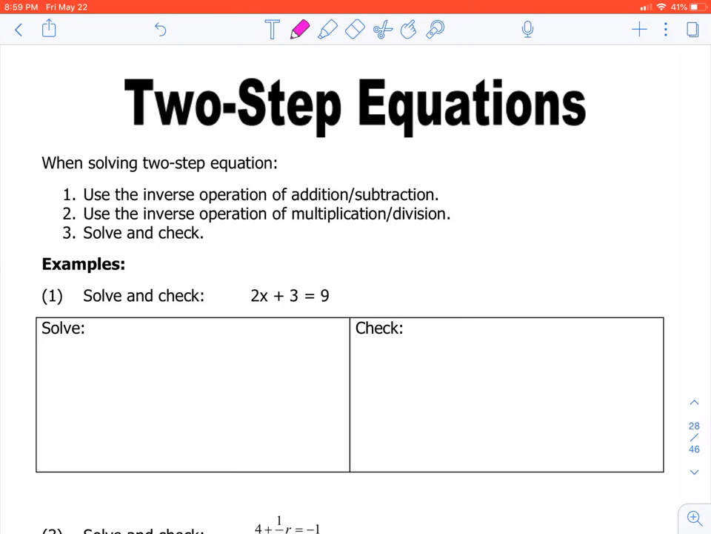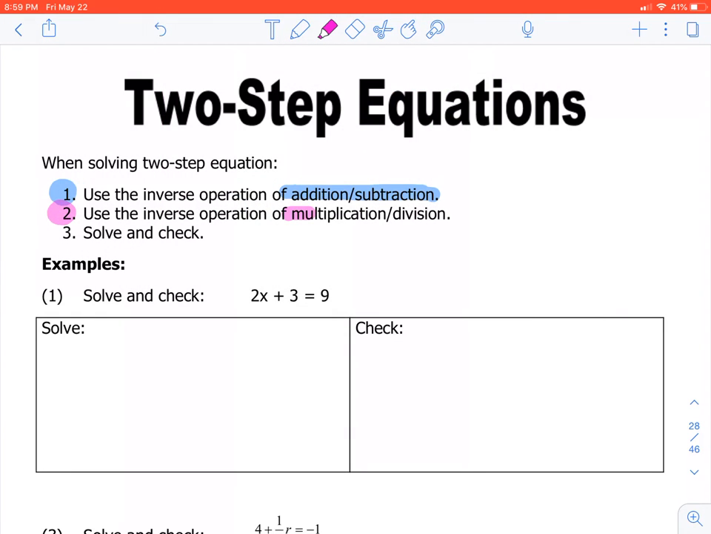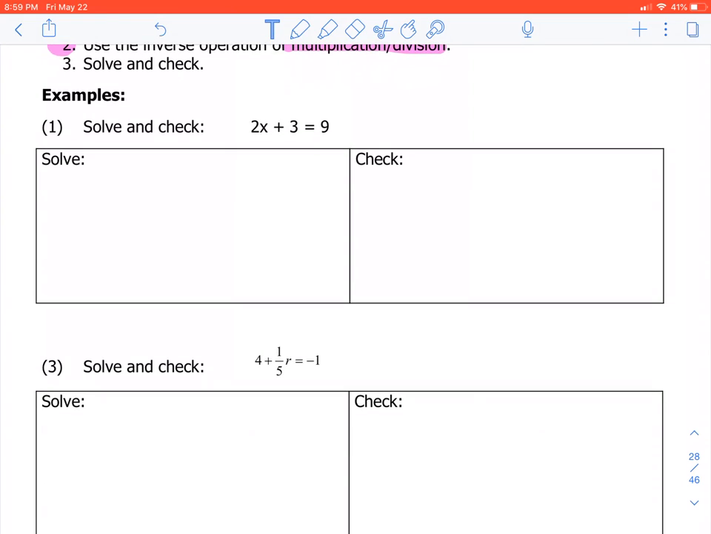All right, now we're going to start with our two-step equations. This just means that there are two steps to solving the equation. Now I'm just going to point out that step one is always going to be our addition and subtraction first, and then step two is going to be the multiplication and division part. So you always do your adding and subtracting first when you solve a two-step equation.